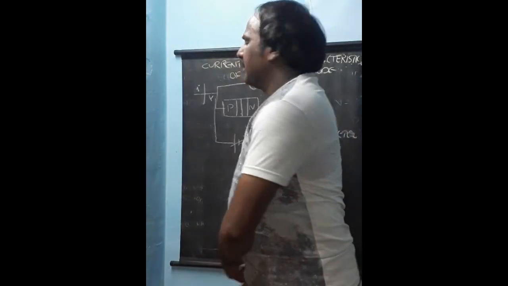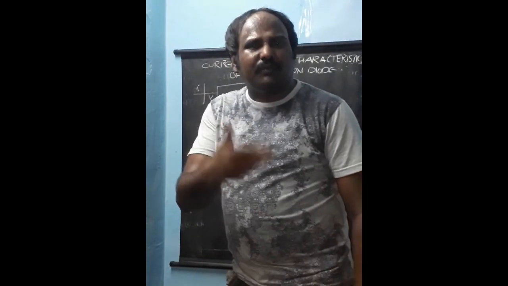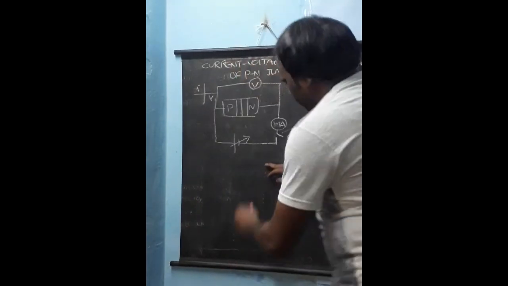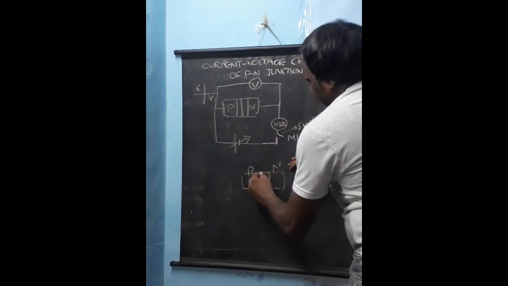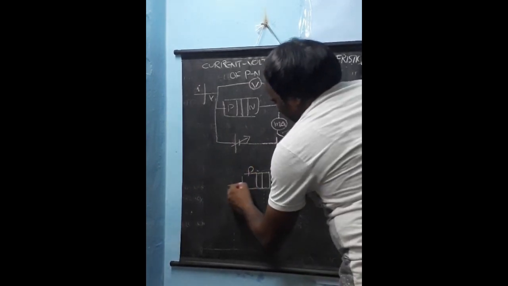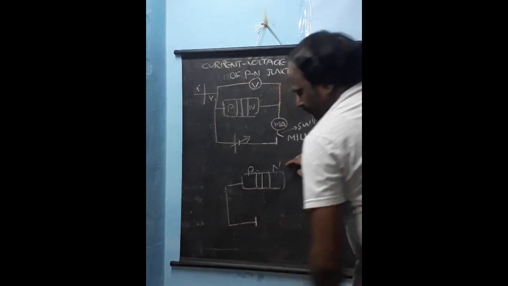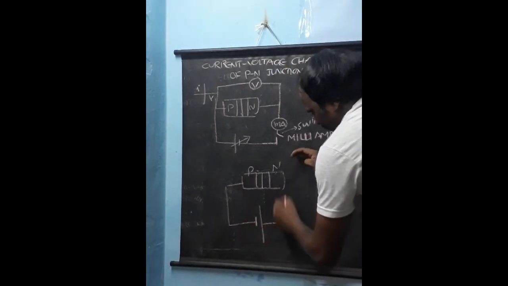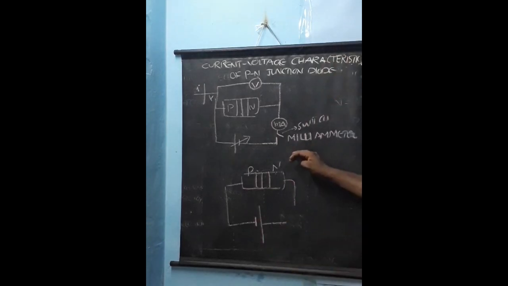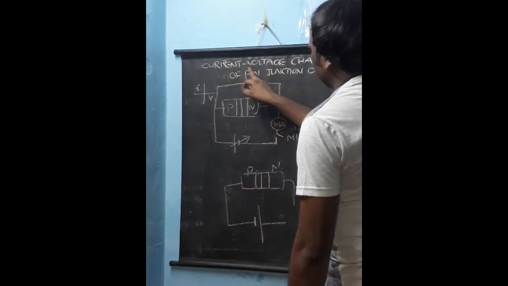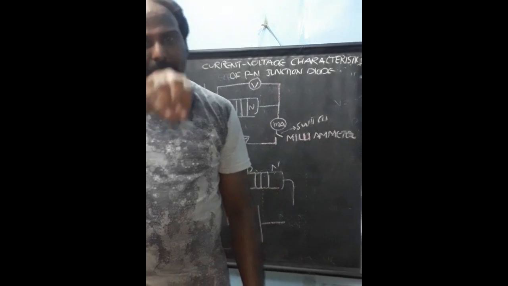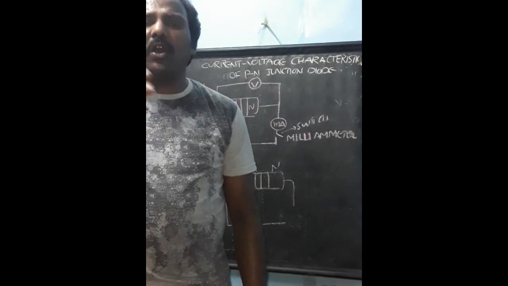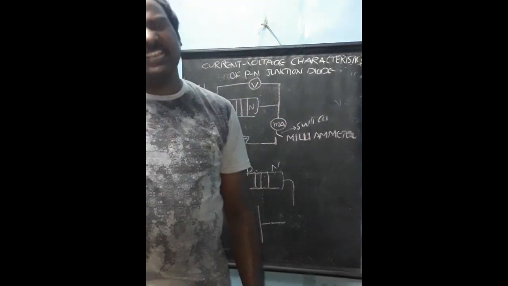In the same way, we are going to connect a circuit for reverse bias. So this is P, this is N, this is the depletion layer. P should be connected to negative, N should be connected to positive, and you have to calculate voltage and current. In reverse bias, current is measured in terms of microamperes. So a microammeter is used to measure current.